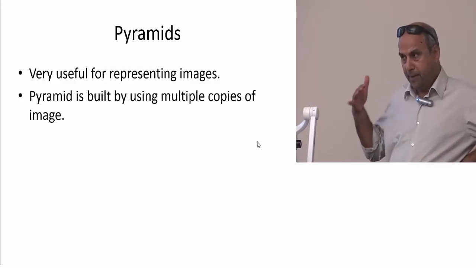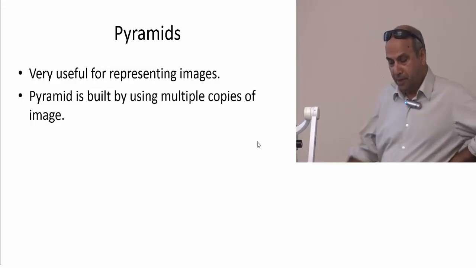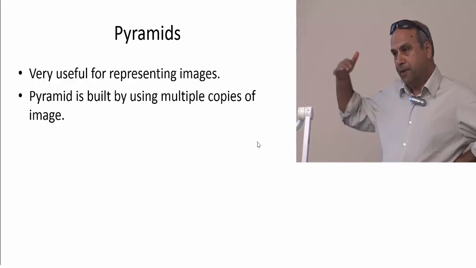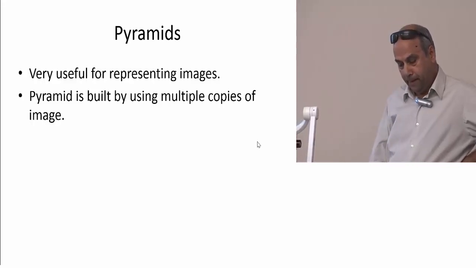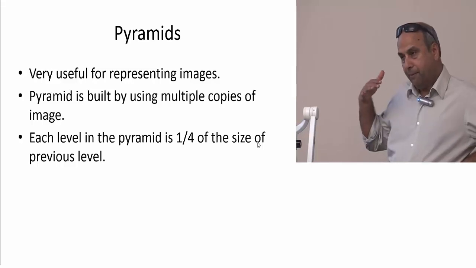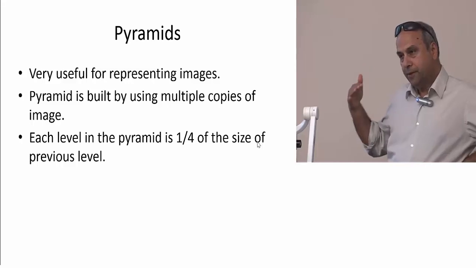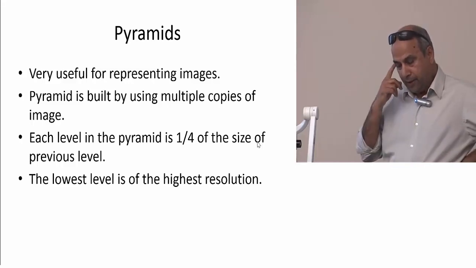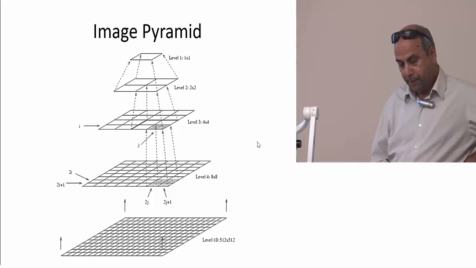And a pyramid, as you saw with the Egyptian pyramid, or these image pyramids, are basically built from multiple copies of the same image at different resolutions. Okay? So each level of the pyramid is 1/4 of the previous level. It will be reduced by half in the X and Y directions. The lowest level is the highest resolution, and the highest level is the lowest resolution. Okay? So this is a pyramid.